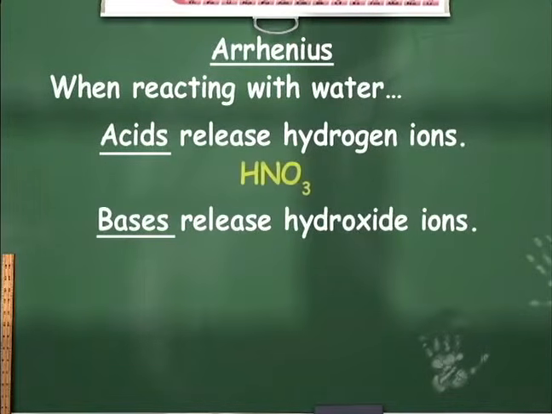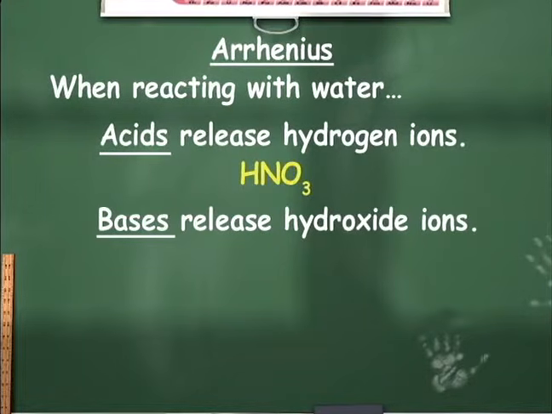For example, HNO3 is nitric acid, a polar molecule. When nitric acid reacts with water, the hydrogen ions are attracted to the polar water molecules. This causes the dissociation that releases the hydrogen ions into the water.